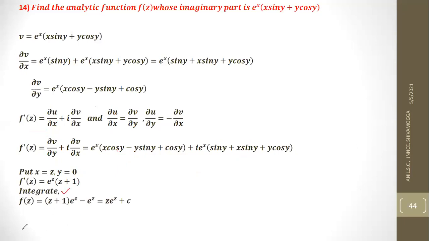Now integrate both sides with respect to z. f dash z is equal to e power z into z plus 1. Integral of f dash z is f of z. Treat z plus 1 as the first function and e power z as the second function. Use Bernoulli's rule here. That is first function, z plus 1, into integral of e power z, which is e power z itself. Use alternate positive and negative signs. This is positive, therefore the next term will be negative.